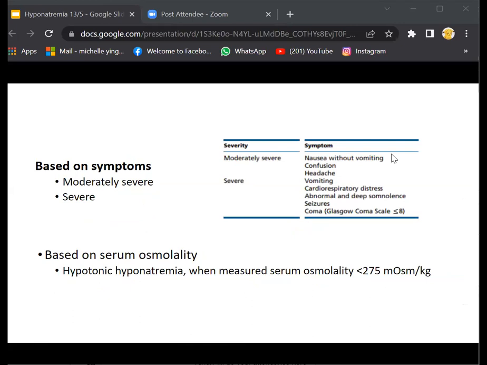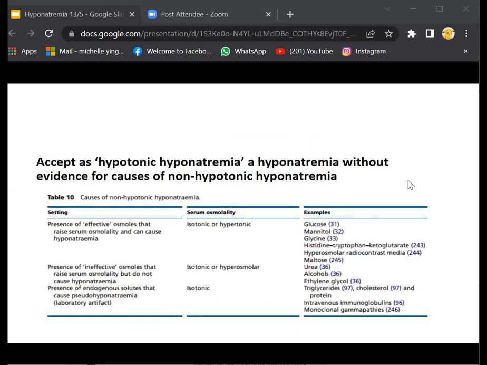Based on symptom severity, as I said, it is divided into moderately severe and severe. I mean, it is based on serum osmolality. Hypotonic hyponatremia is normally when the serum osmolality is less than 275 milliosmol per kg. Next, we accept hypotonic hyponatremia as a cause without evidence for causes of non-hypotonic hyponatremia.